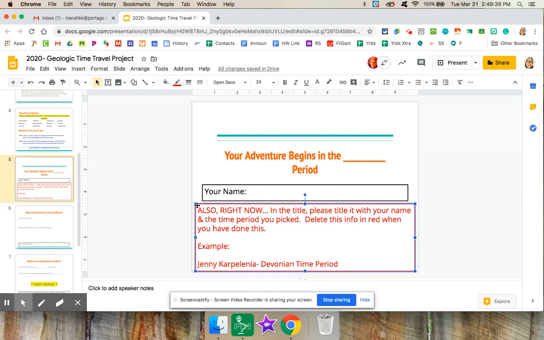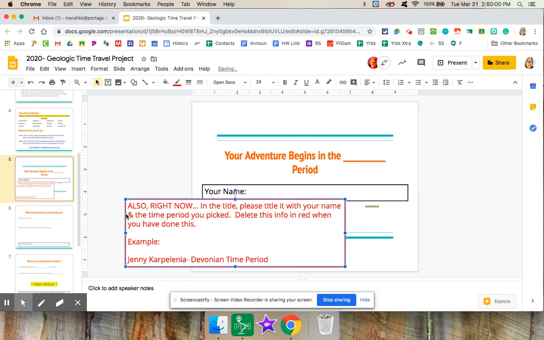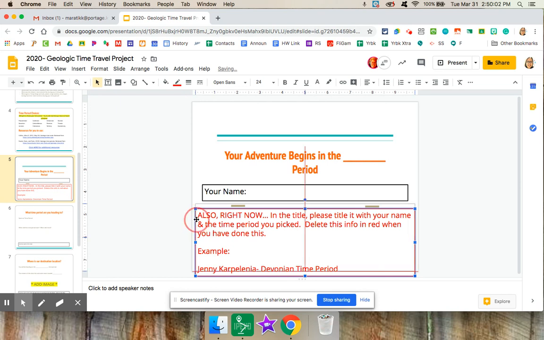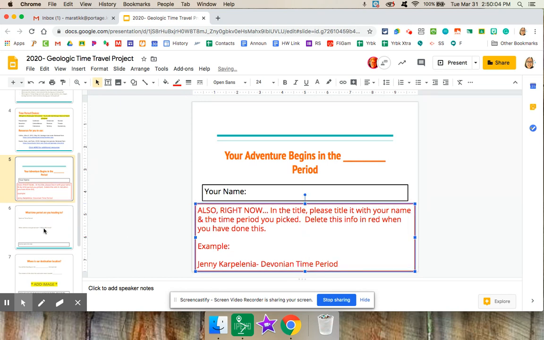And then this text box here that's in red, right now or within a few minutes, go through and please retitle your slideshow. So have it say something like Jenny Carpolinia, the Devonian time period. Caitlin Moradic, the Carboniferous time period. Whatever yours is, please put that up there, and then you can go ahead, click on this box, and see how it's all by itself. Go ahead and delete that. It's more just a note there for you.